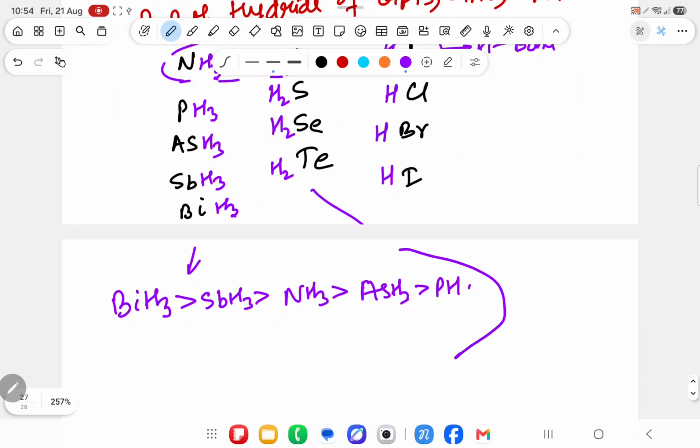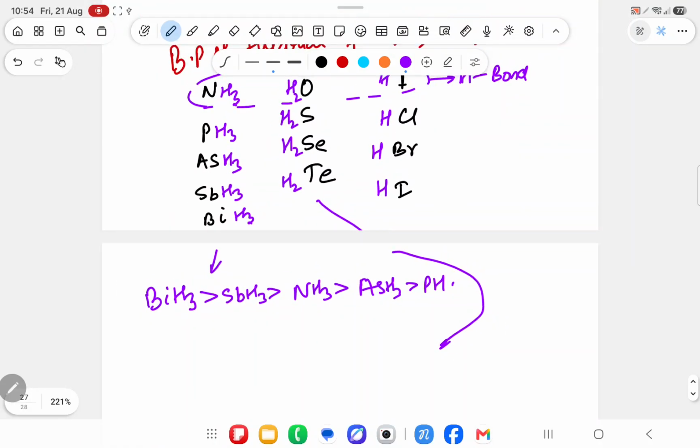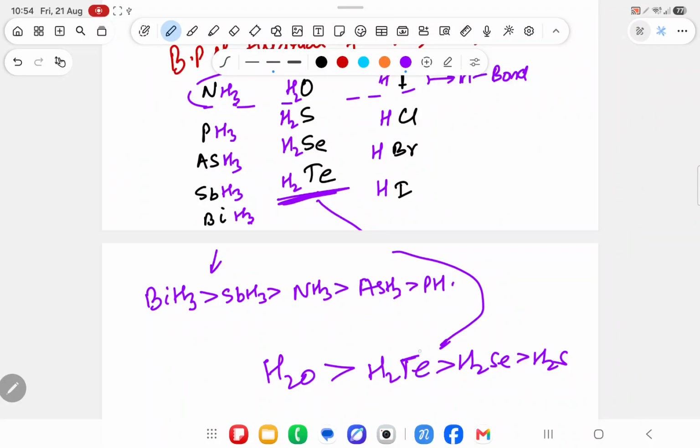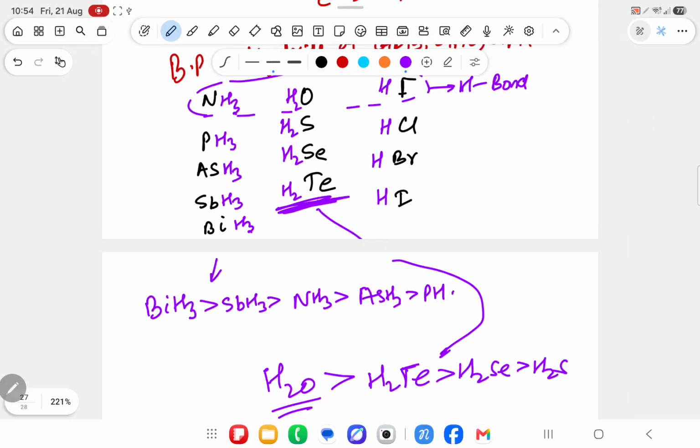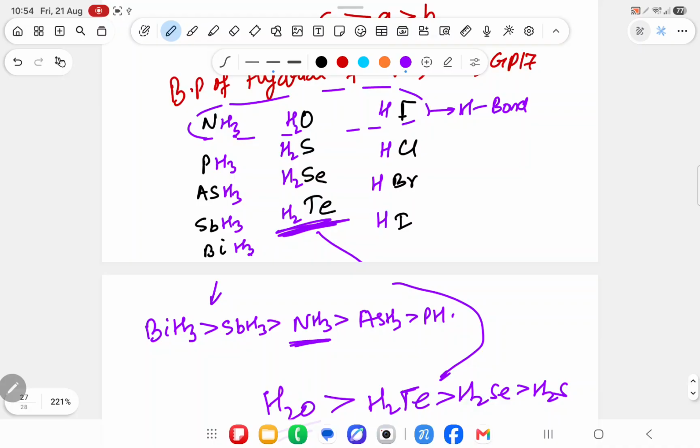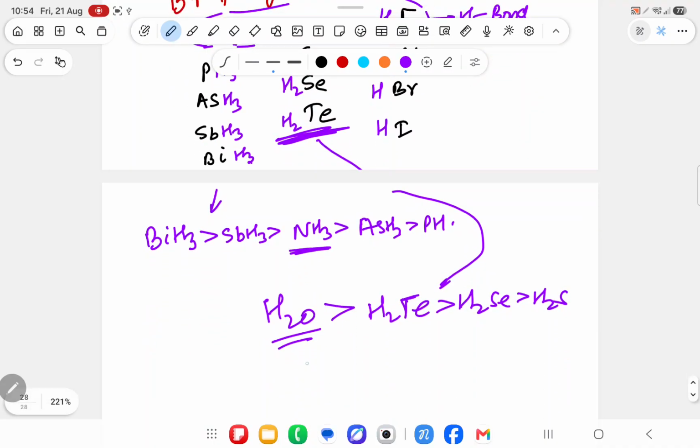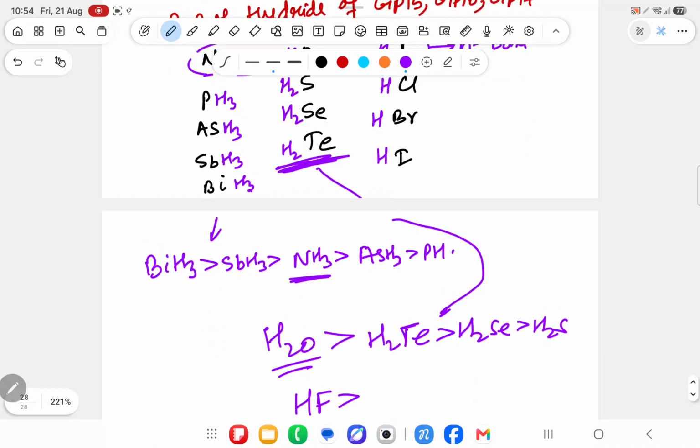For group number 16, H2O has hydrogen bonding. The others have more molecular weight. So first write H2O, then go from the bottom: H2Te, H2Se, H2S. It means hydrogen bond I have written first, then more molecular weight. Similarly, over here hydrogen bond in the middle, that you have to remember. Over here HF has the highest boiling point, then go with atomic weight: HI, HBr, HCl. So first you go with hydrogen bond, after that molecular weight.